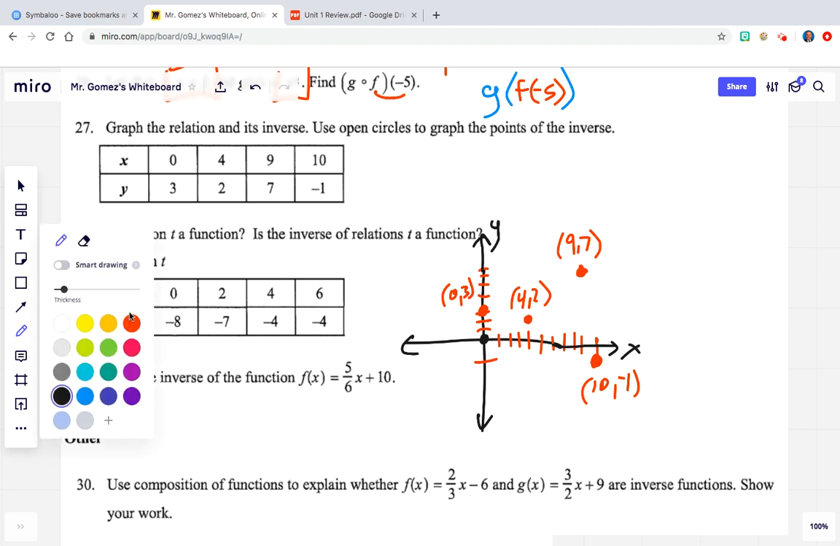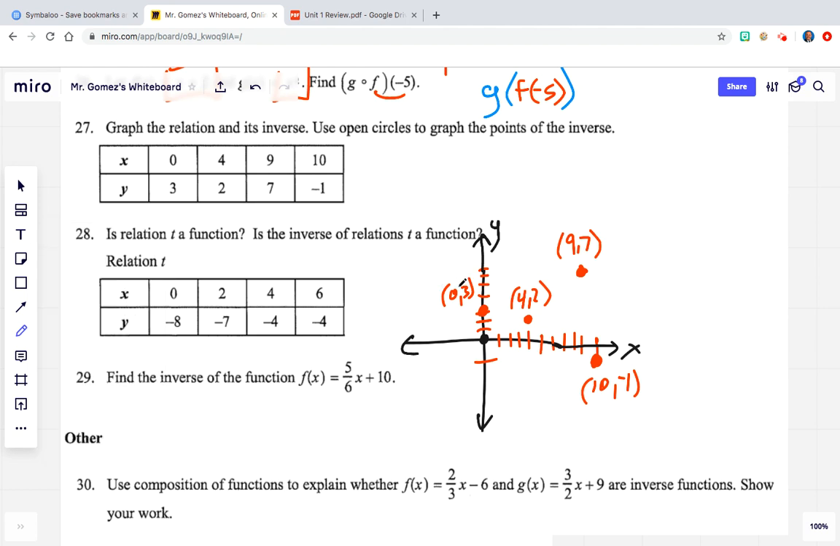So this 0, 3, all we're going to do is flip-flop, like we did in class, the x and the y value. So it's not going to be 0, 3, it will be 3, 0. So we'll have an open dot right here. And you could put 3, 0 if you like. And not 4, 2, it'll be 2, 4. So it'll be right here at 2, 4.